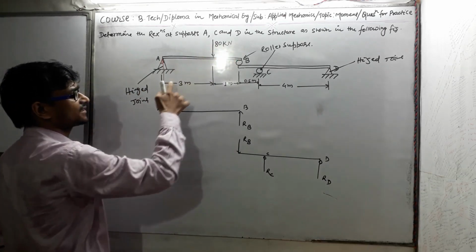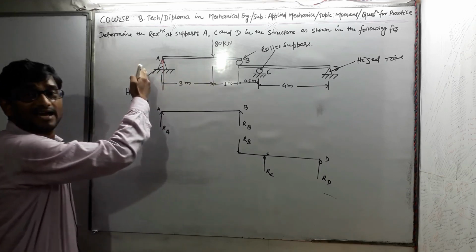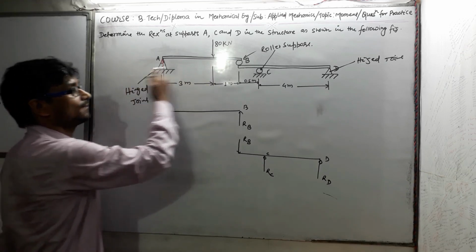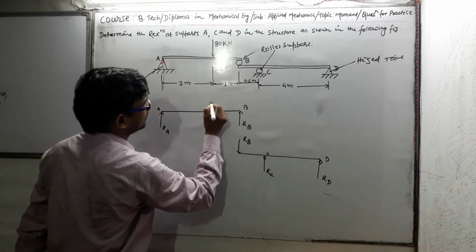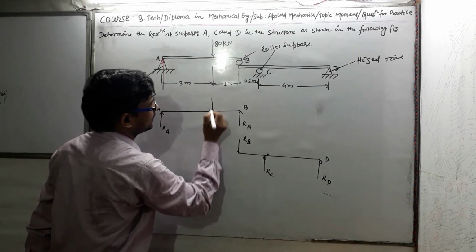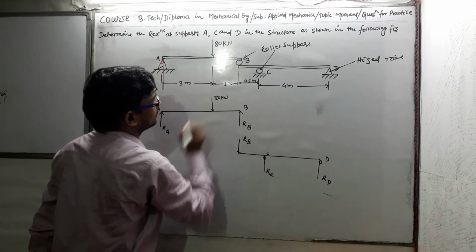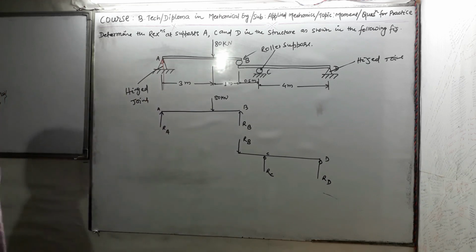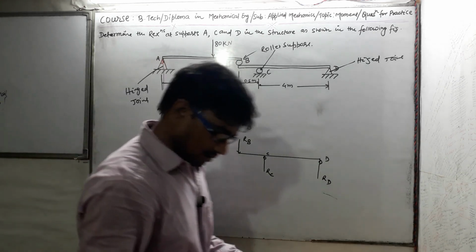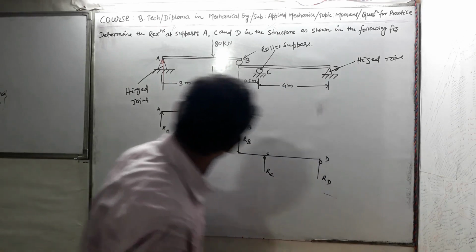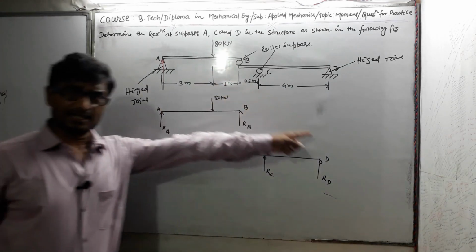The 80 kilonewton force is acting at a distance of 3 meters from the extreme left end of the upper beam. I am showing here the 80 kilonewton force acting in the downward direction. So this much is very clear.